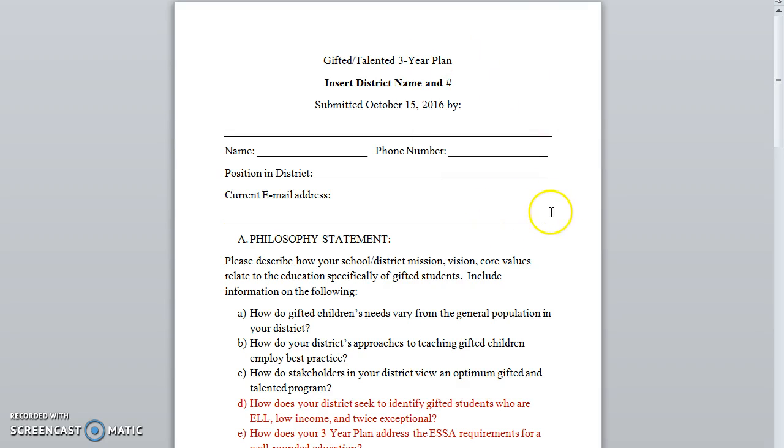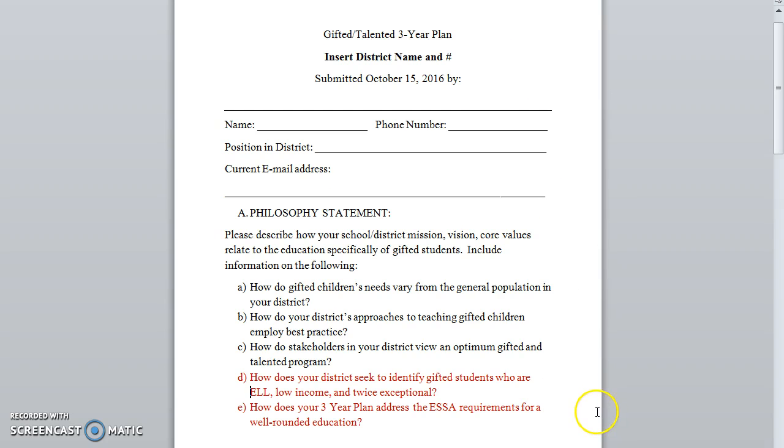A few other things that I've changed are in red here. If you are on track with your three-year plan, most districts will be submitting a new plan this October 15, 2016, so this fall. That gives you the summer to look at what you have and what you need to revise.